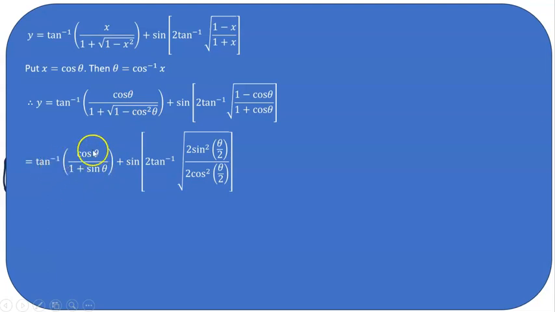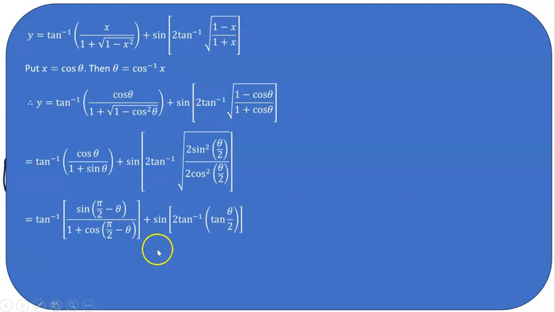Hence tan inverse of cos theta upon 1 plus sin theta, plus sine of 2 times tan inverse of. Now again here the formula: 1 minus cos theta is equal to 2 sin square theta by 2, upon 1 plus cos theta, which means 2 cos square theta by 2. Again here 2 get cancelled. Sin square theta by 2 upon cos square theta by 2 is tan square theta by 2. Square and root get cancelled. You will get tan inverse of tan of theta by 2, and overall you will get here tan of theta by 2.